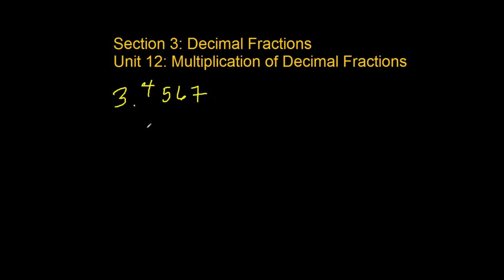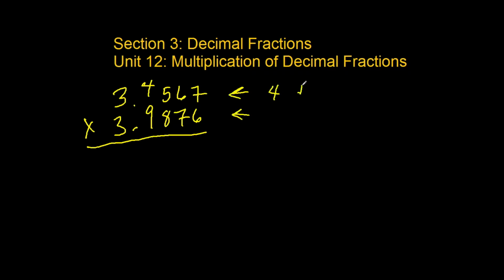3.4567 times 3.9876. Now you'll notice both of these numbers have 4 decimal places. And the answer it gives in the book is 13.78383692. See if I've got that right.